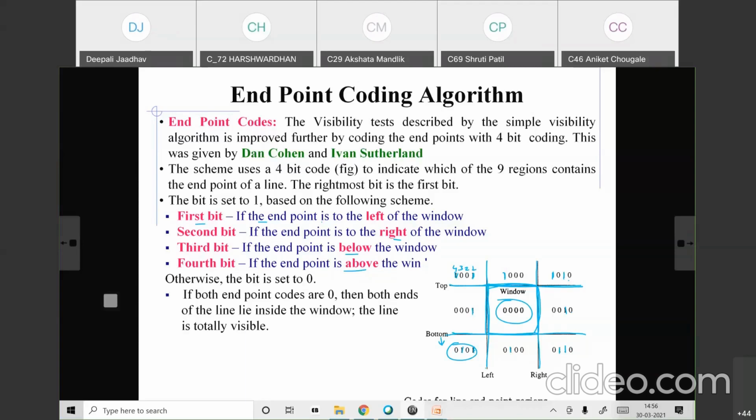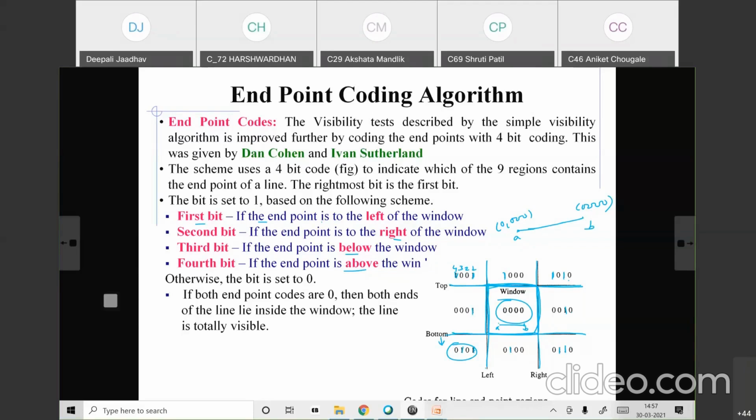Suppose this is the line A to B, we give here the 4-bit code. If all are 0 for both, then what is this? The line is inside the window. The line is inside the window.